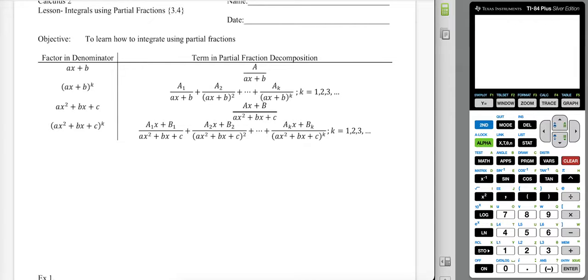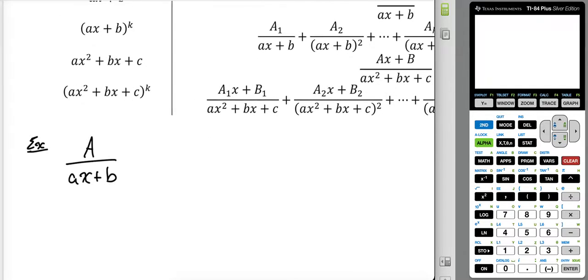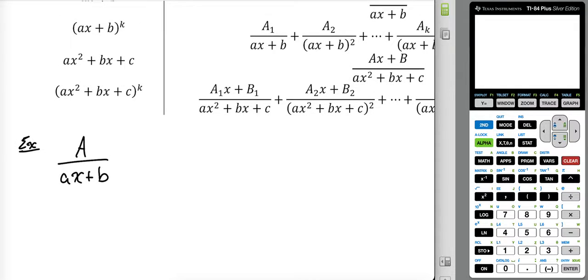All right, and the idea there is that those two fractions that are added together could be simpler, as in more integrable, than the one that you're presented with. So let's say, for example, I have some fraction that's in the form of a over ax plus b. It's a constant over some linear expression. I don't want to overuse the term. My fraction bar looked a little wonky there.